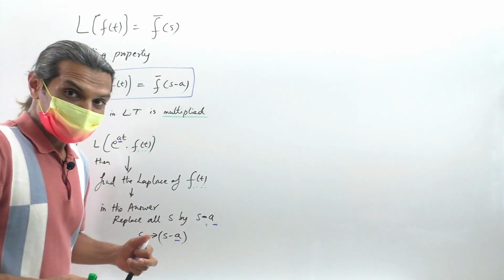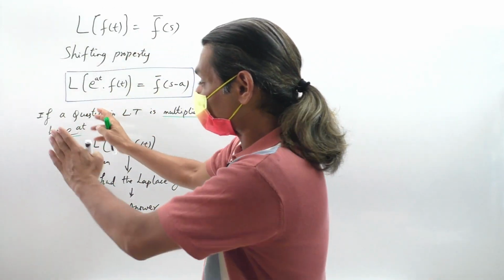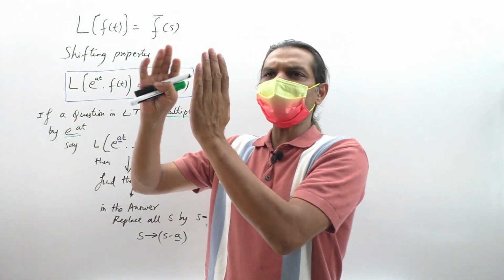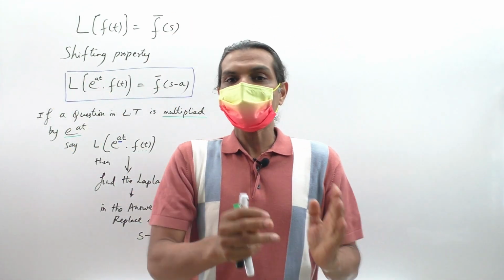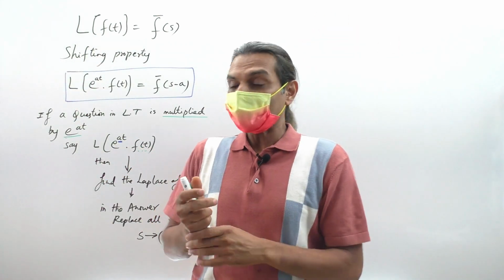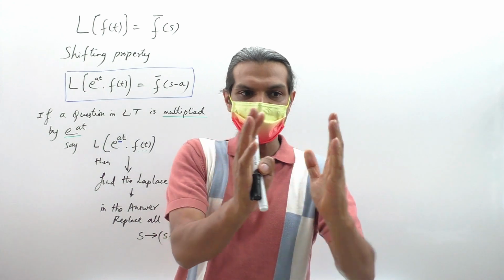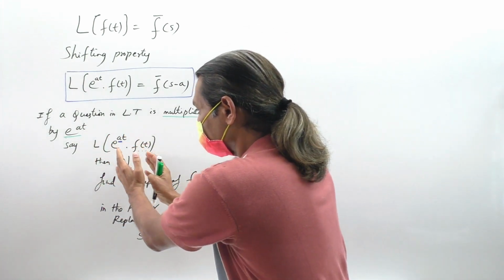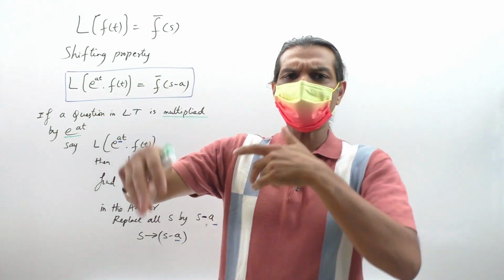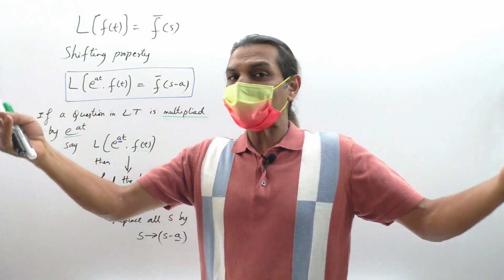So this is the shifting property. Again, listen. Any function in Laplace is multiplied by e raised to at, say e raised to 2t or 3t, for example e raised to 3t into cos 2t. So e raised to at keep as it is. f of t, whatever is there, it can be sin t, cos t, sin 2t into 3t, t squared, whatever it is.